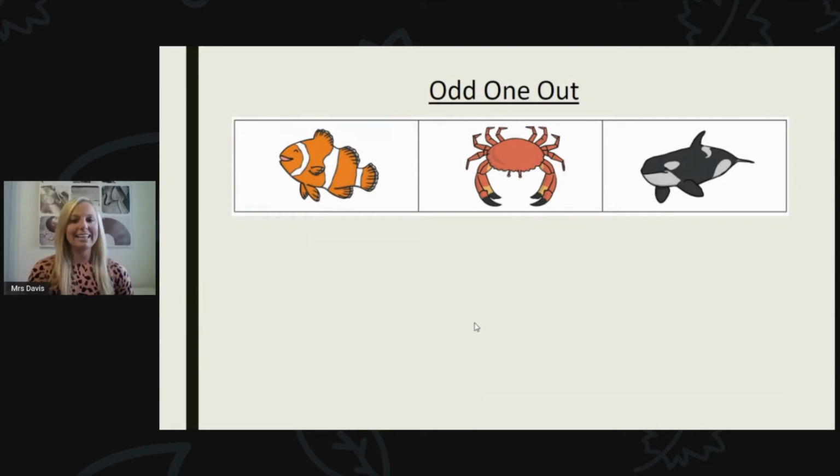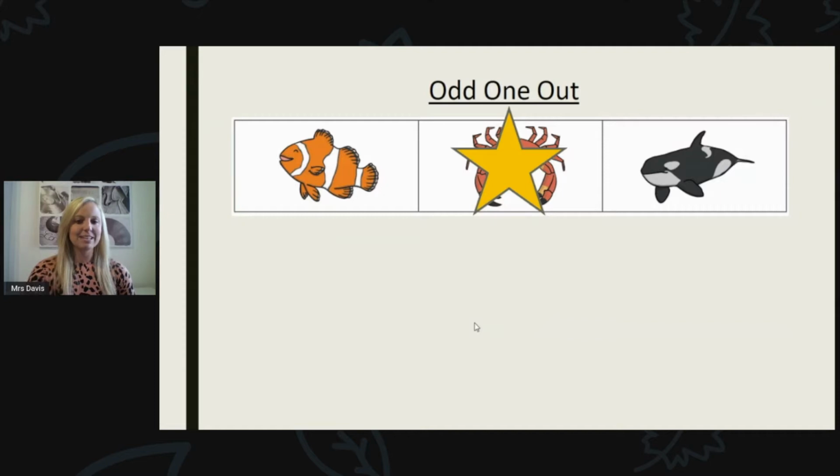What do you reckon? Okay, are you ready for the answer? It is the crab. Well done. It's the crab because the fish and the killer whale are part of the fish family, aren't they? They're animals that are grouped under the fish category, whereas the crab isn't.